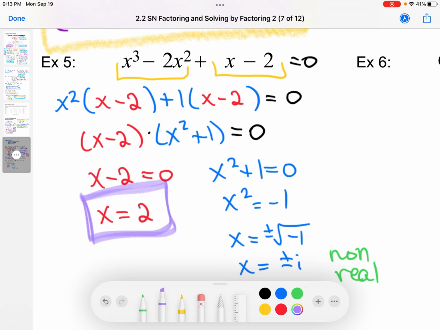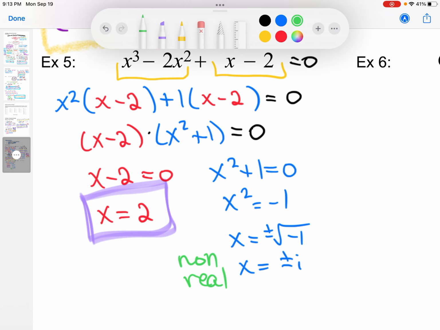So x equals 2 is the only real solution to this equation. X equals 2 is the only real solution. That x equals plus or minus i is non-real.